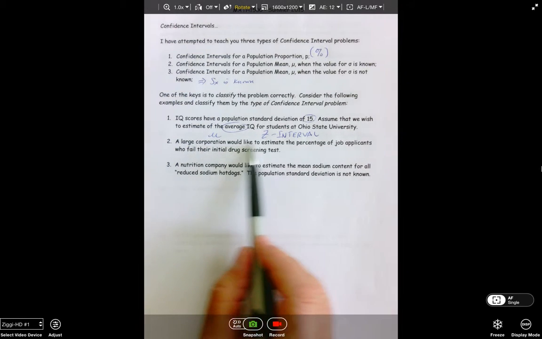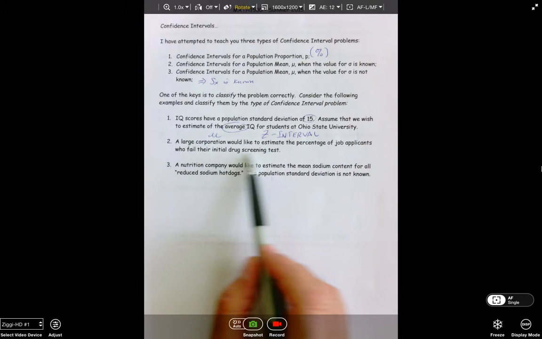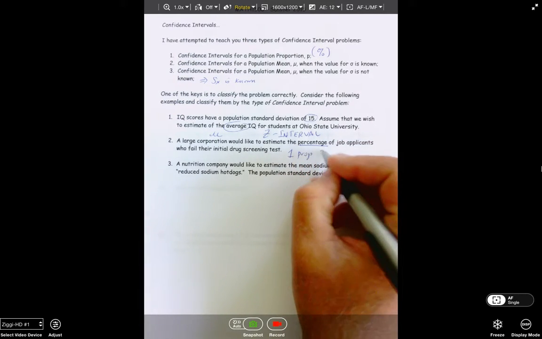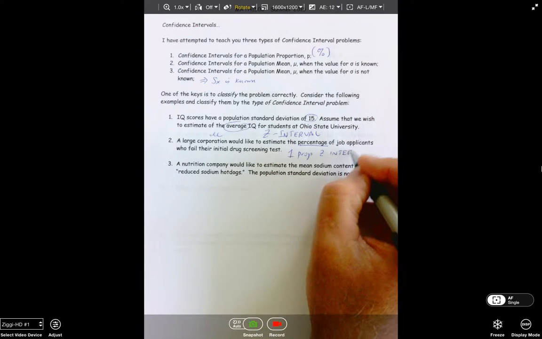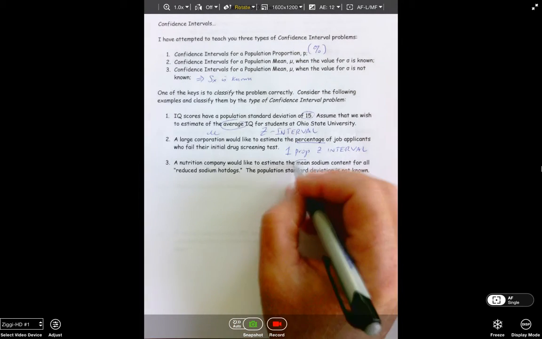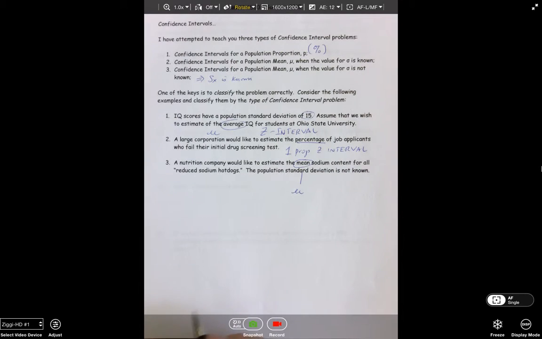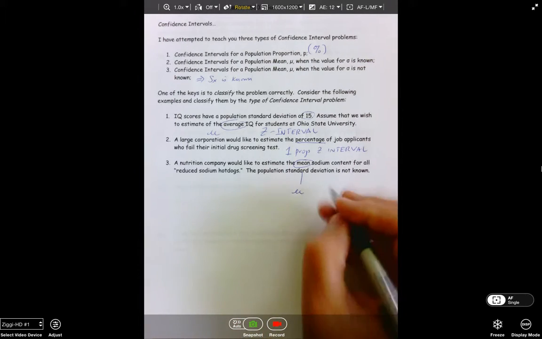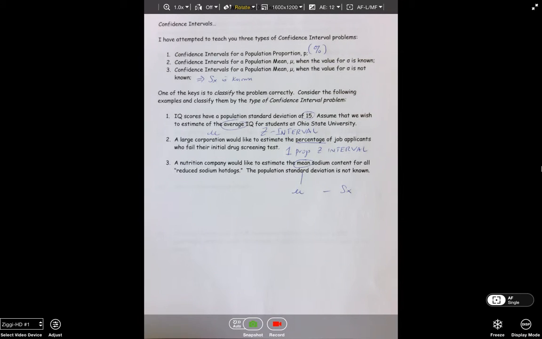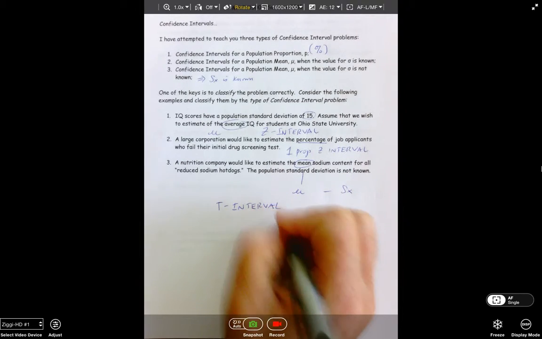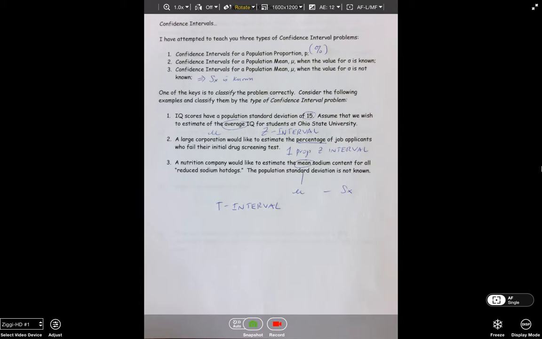Number 2, a large corporation would like to estimate the percentage of job applicants who fail their initial drug screening tests, dealing with the percentage. So guys, this is going to be a one-prop z-interval. Number 3, a nutrition company would like to estimate the mean sodium. So guys, that word right there tells us we have a mu problem. For all reduced sodium hot dogs, the population standard deviation is not known, which tells us that we could calculate the sample standard deviation. So gang, we would calculate a t-interval in that situation.